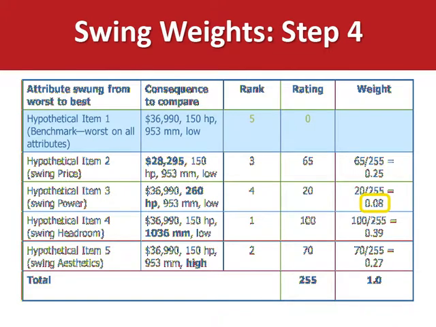If I move down to where hypothetical item 3, where I swung on power, remember I only gave that 20 points out of a total of 255 points. So the implication is I wasn't willing to pay much to swing that from low horsepower to high horsepower. So these numbers then become the weights that we carry forward to our multi-criteria decision-making matrix.